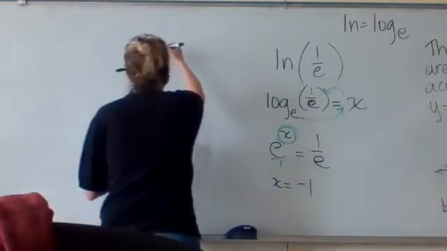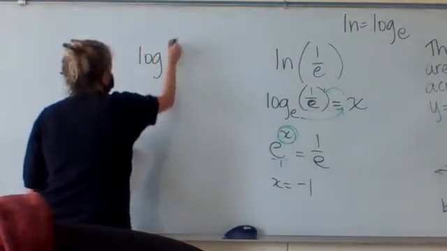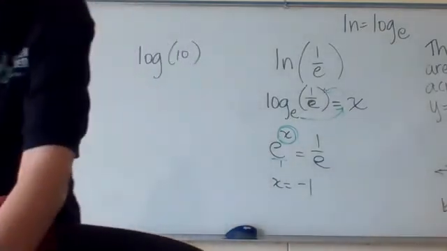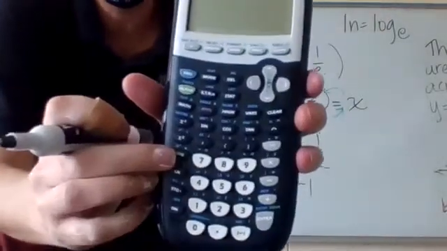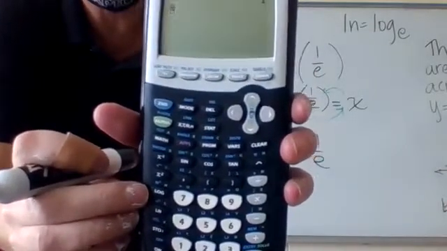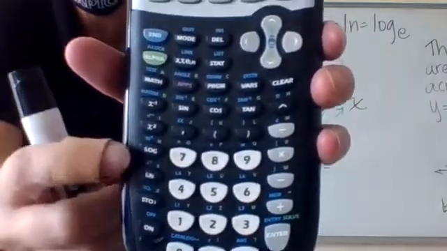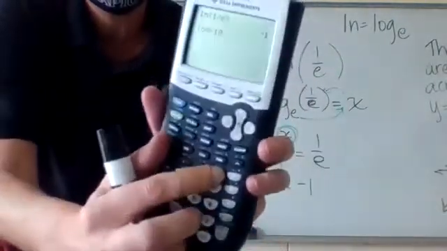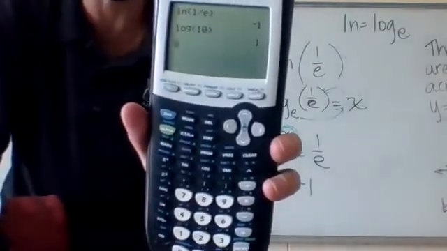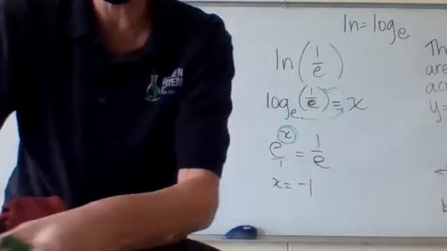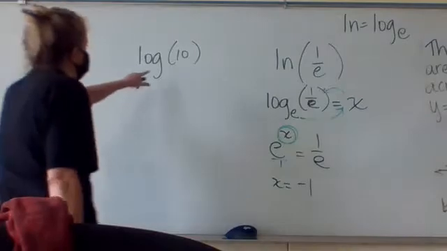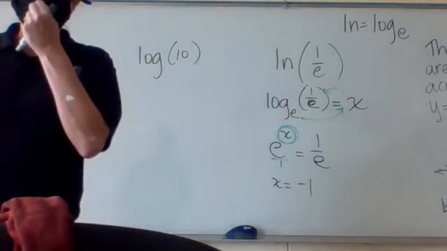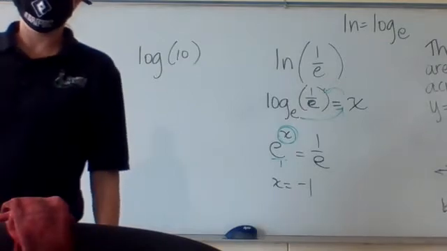Log 10. Again, there is a log button on your calculator, so the simplest thing to do, I don't even need log base. If you don't need log base, you just need log. Just hit log, and then type in your 10 and hit enter, and look, it gives you a 1. That is because if you have a logarithm that doesn't show a base, your base is automatically 10.